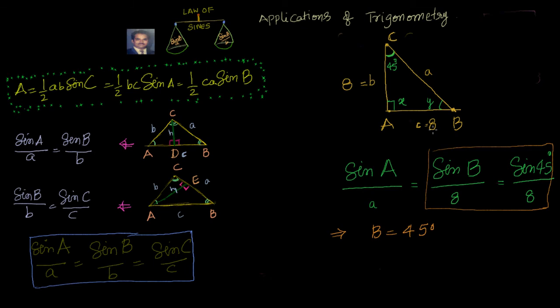If I know B is equal to 45 degrees, and C is 45 degrees, then together that is 90 degrees, which gives me angle A equal to 90 degrees. Okay, right? That's what we have found now. Now let's apply and see whether the area we find out will be equal or not. Let's take the first case of half AB into sin C.